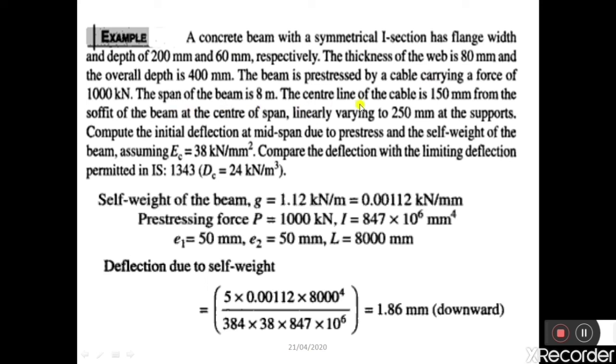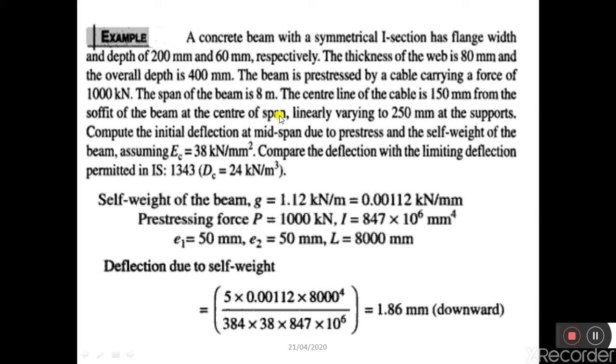The center line of the cable is 150 mm from soffit of the beam at the center of the span, linearly varying to 250 mm at the support. So compute the initial deflection at midspan due to pre-stress and self-weight of the beam, assuming Ec, Young's modulus of concrete, is equal to 38 kN per mm square. Compare the deflection with limiting deflection permitted in IS 1343. Take density of concrete as 24 kN per.